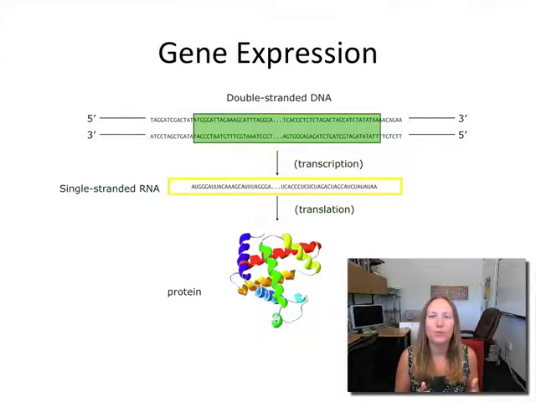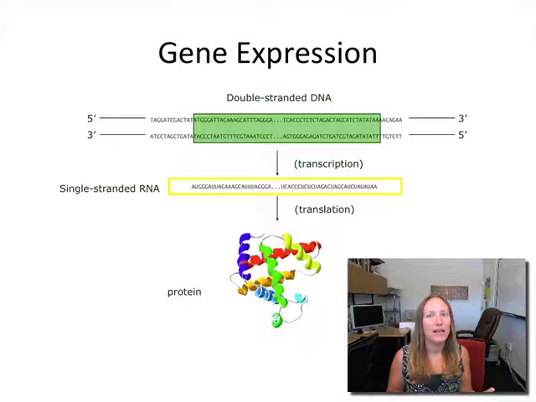But it's more like the static fixed reference guide, and it has to be copied into a more usable form for the cell to actually make the gene products that it's interested in making. And that more usable form is called single-stranded RNA, or messenger RNA. And it is basically a working copy of the section of DNA that the cell needs in order to make the product it's trying to make.